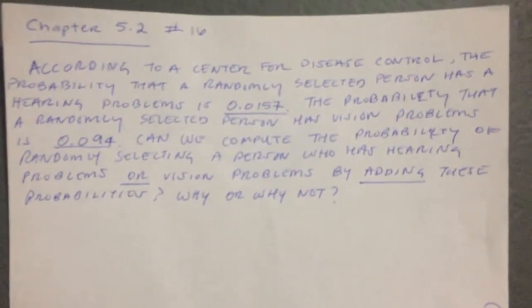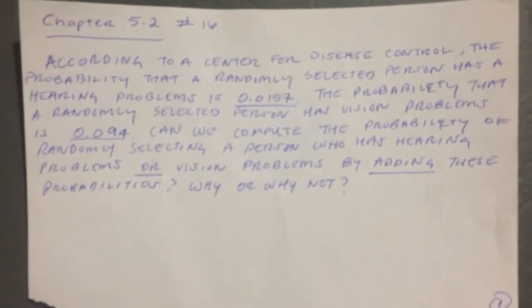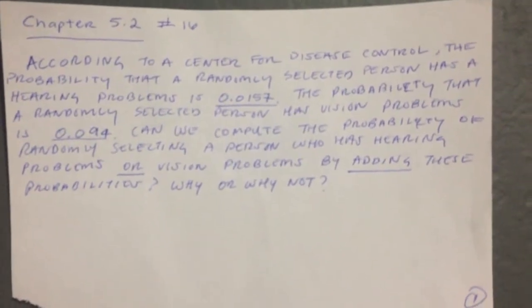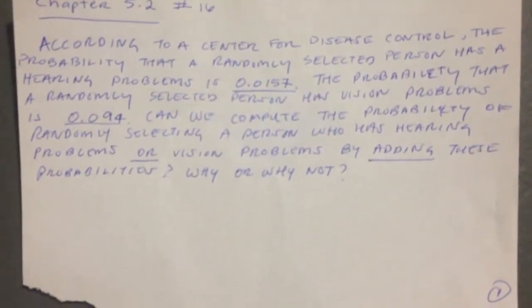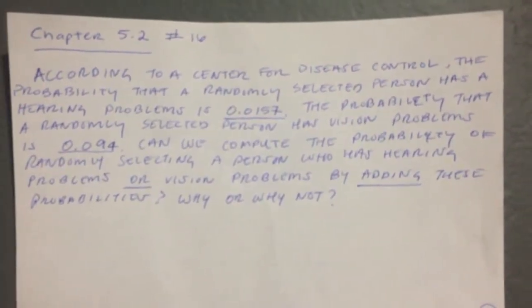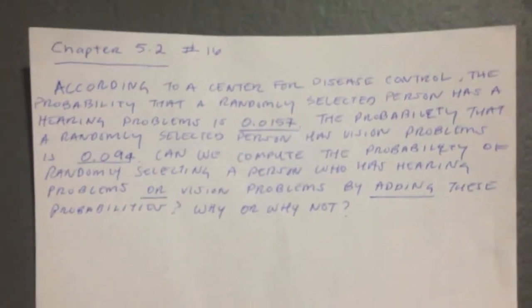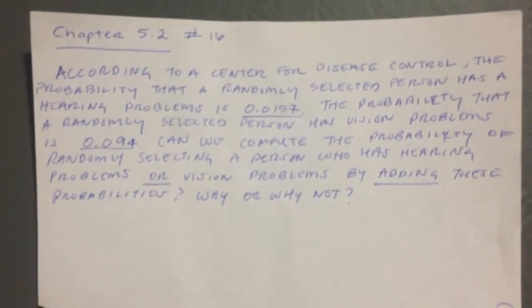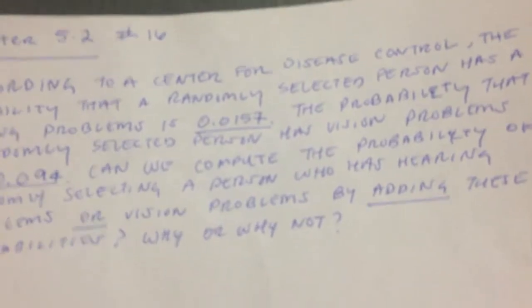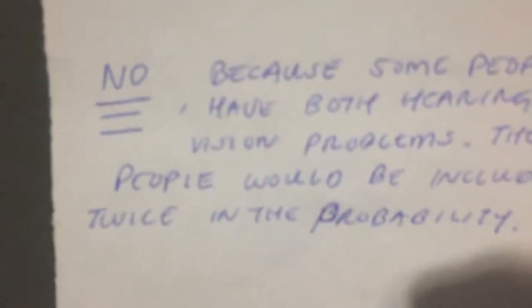So in conclusion, since there are people that have both hearing problems and vision problems, these events are not disjoint. That means that we're not able to just add these two probabilities together to obtain that probability. So, no.